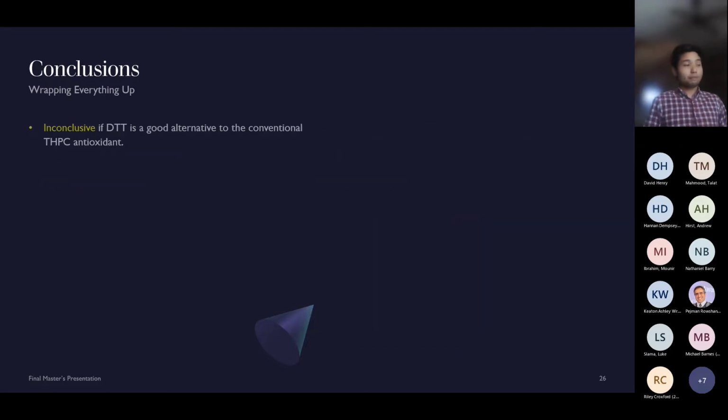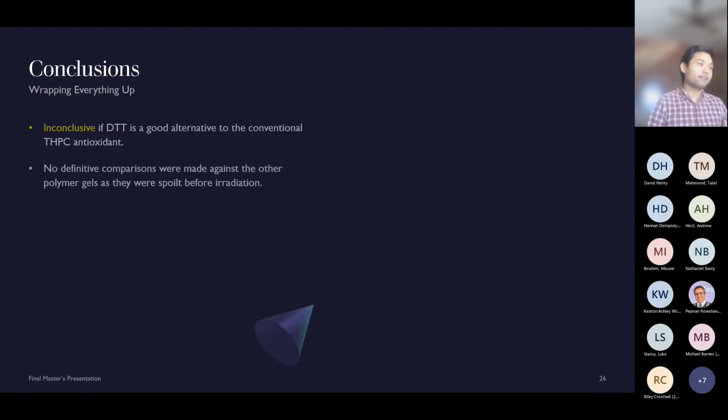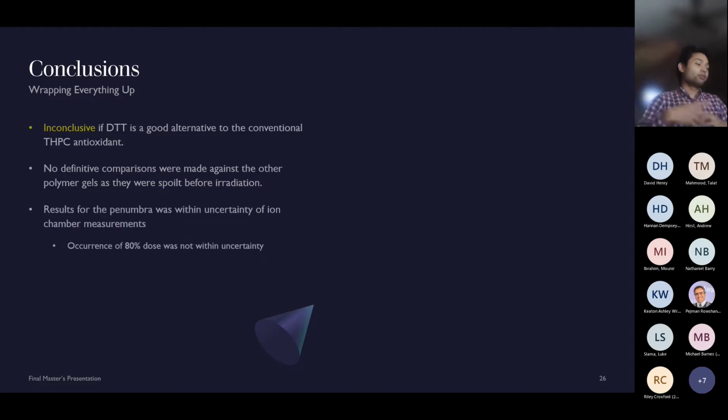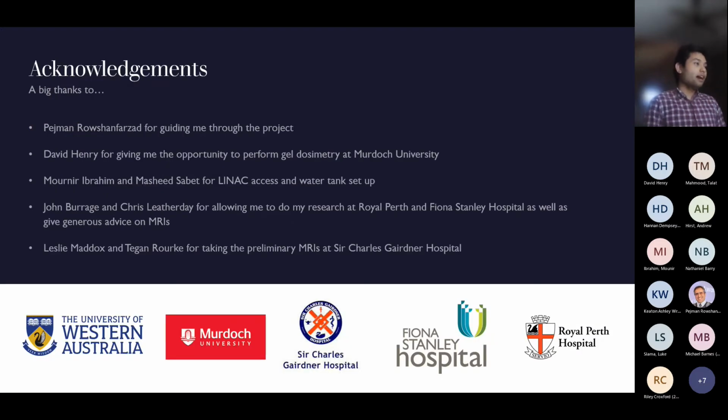And so, as a conclusion, to wrap everything up, it's inconclusive if DDT is a good alternative to the conventional THPC antioxidant. That's because there were no definitive comparisons made against other polymer gels, as they were spoiled before irradiation. The results of the penumbra were within the uncertainty of the ion chamber measurements, and this occurred at 80% dose. Sorry, the occurrence of 80% dose was not within uncertainty. And the disparity of the normalized depth dose occurred due to the ring artifact around the container, hence that massive peak.